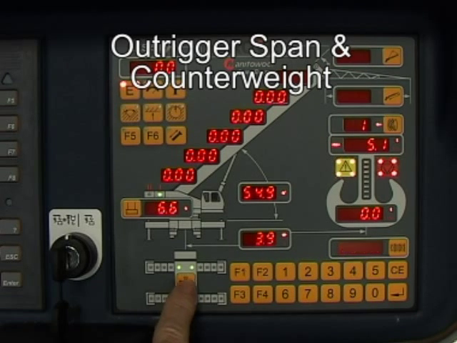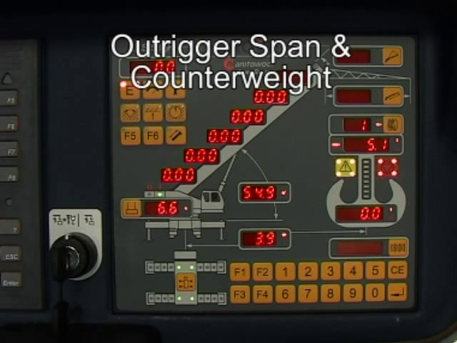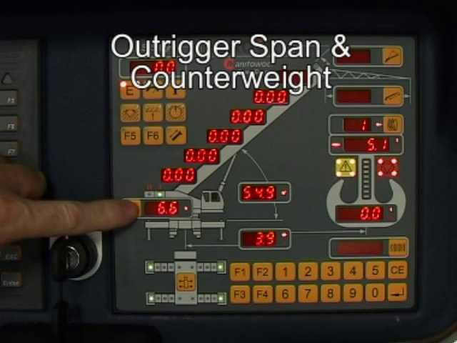Integrated LEDs show the selected span positions. The available counterweights for the selected outrigger spans can be selected by repeatedly pressing the counterweight input button, with the selected weight being shown in the display field.